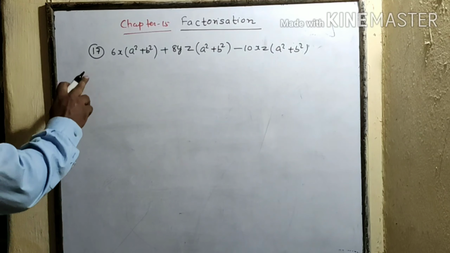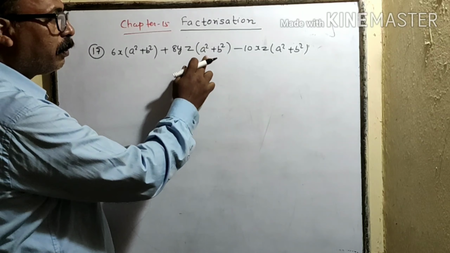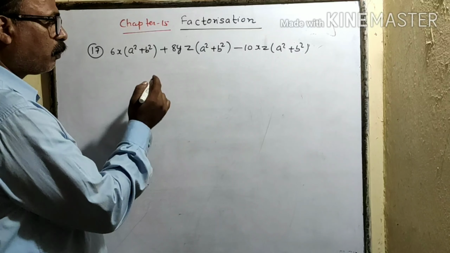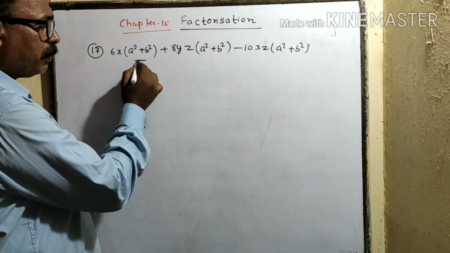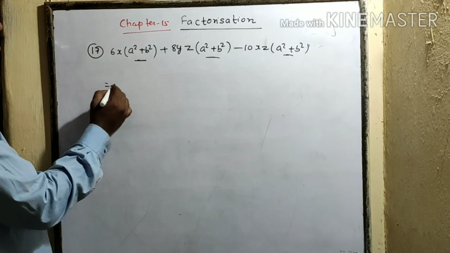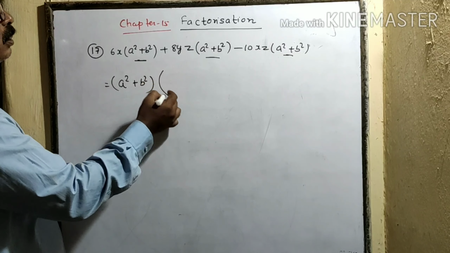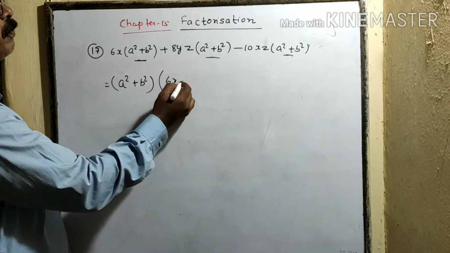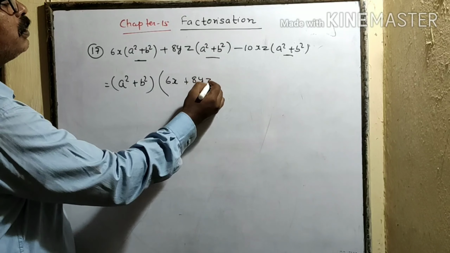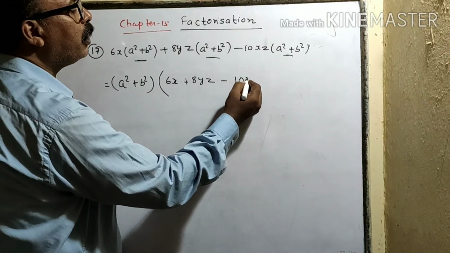In the expression of question number 17, 6x into a square plus b square, plus 8yz into a square plus b square, minus 10xz into a square plus b square. What are we finding? a square plus b square is common in all three. So we'll take a square plus b square as common factor. What is left? 6x. From here, 8yz. And from here, 10xz.